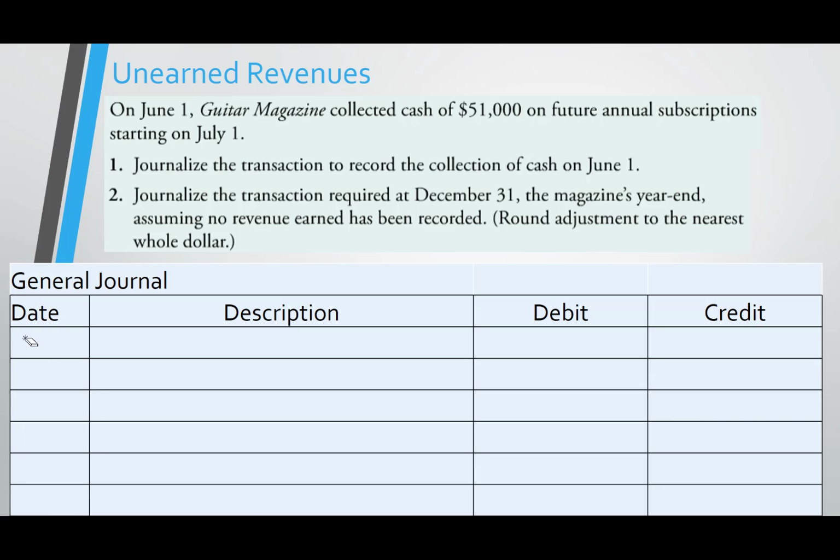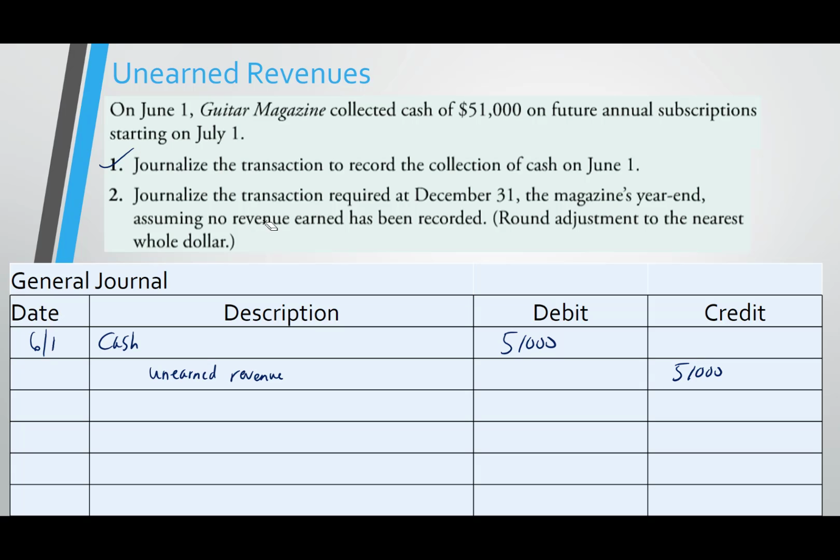Okay, so the first journal entry on June 1st shouldn't be overly difficult. So let's see how that plays out here. On 6/1, we're going to debit cash because we have cash coming in of $51,000. And then obviously we were paid in advance. We've given no subscriptions out yet. So this is all booked as unearned revenue, and that's what we will credit for $51,000. So that takes care of journal entry number 1.